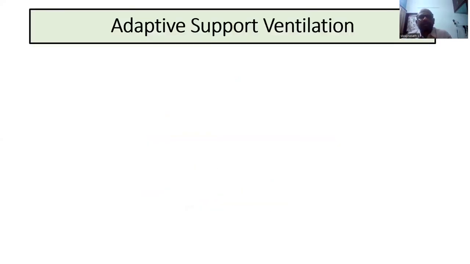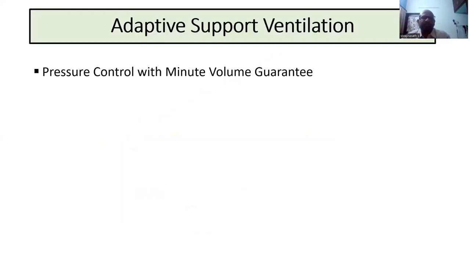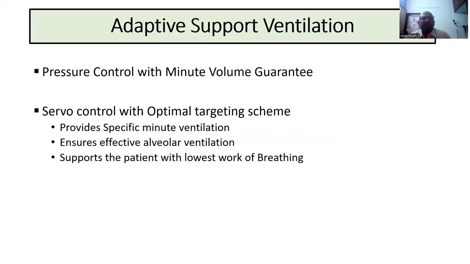Then coming to the next mode of ventilation, that is adaptive support ventilation. It is also called pressure control with minimum volume guarantee. It is a servo control mode with an optimal targeting scheme. I already told you, adaptive means it adapts a respiratory parameter, but in optimal, you have a higher value that is calculated with many parameters. So here it provides a specific minute ventilation, it is a minute ventilation targeted mode, and it also ensures effective alveolar ventilation with the lowest work of breathing. Here the key word is the lowest work of breathing.